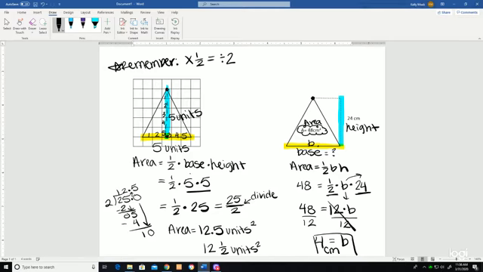Okay, so hopefully this tutoring video helped you figure out how to work with triangles. They are one of our trickier shapes that we do. But hopefully this helps.